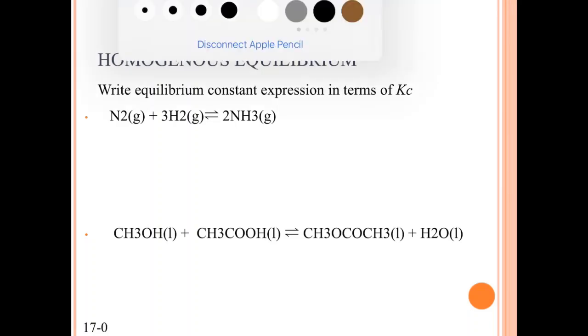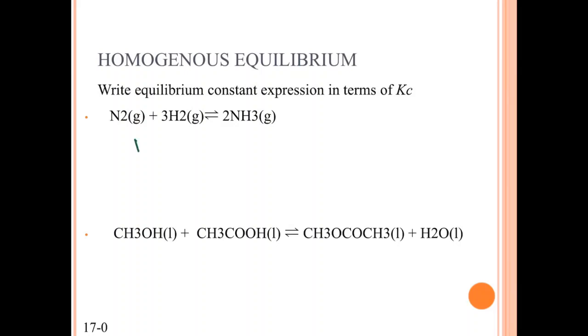So when this is a homogeneous system and we want to write the Kc expression, we will include all. So Kc is equal to the concentration of the product, which is NH3, to the power of its coefficient, divided by the concentration of N2 to the power of its coefficient, which is 1, multiplied by the concentration of H2 to the power of its coefficient. So this is the Kc expression.